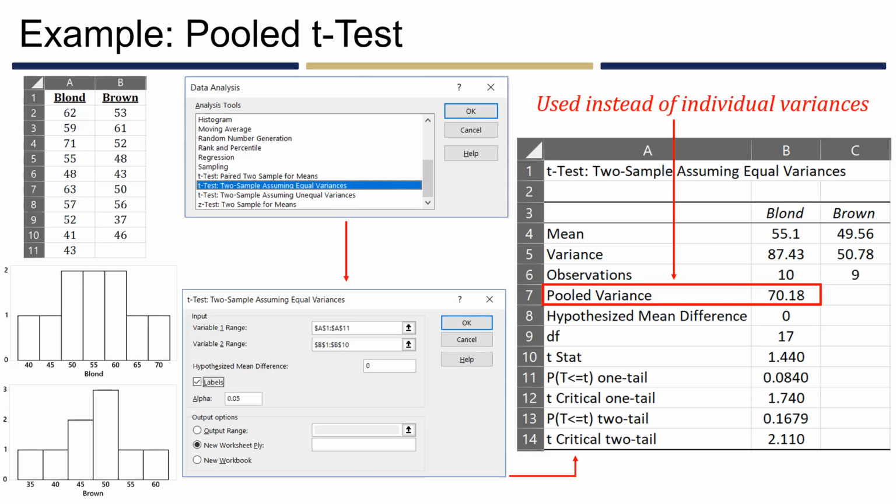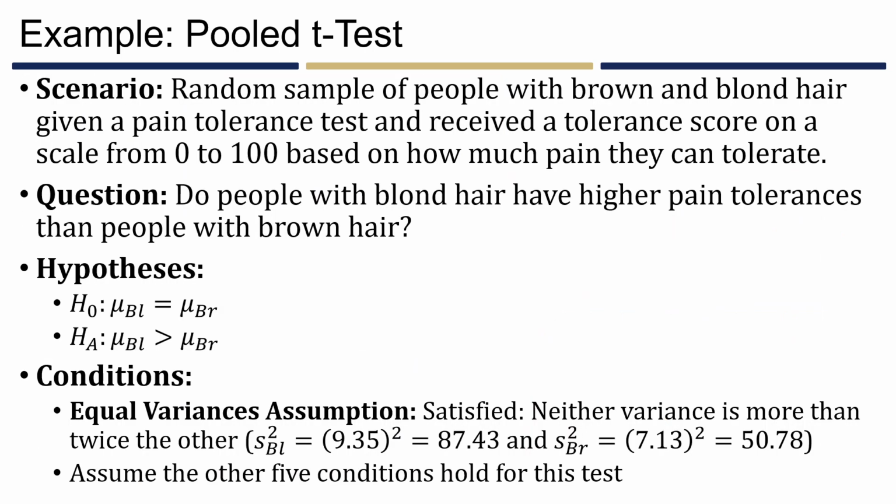Let's take a quick look at the output right now because we actually need to find the sample variances in order to check the equivariance condition. In the output over on the right, we have our sample variances in row 5. The people with blonde hair have a sample variance of 87.43, and the variance of the people with brown hair is 50.78. So what we need to do now is use these sample variances to check the equivariance assumption.